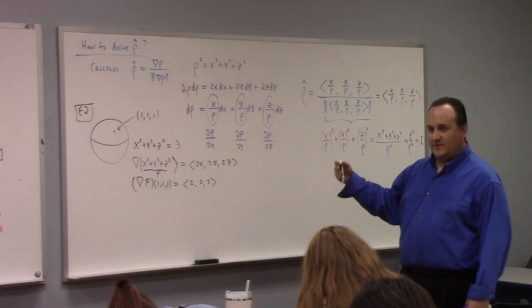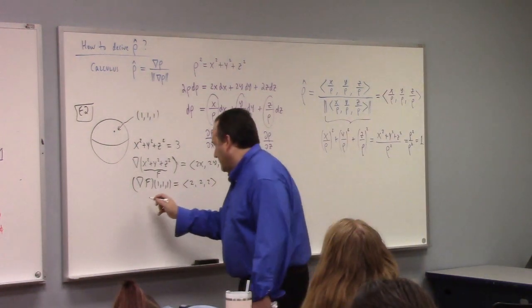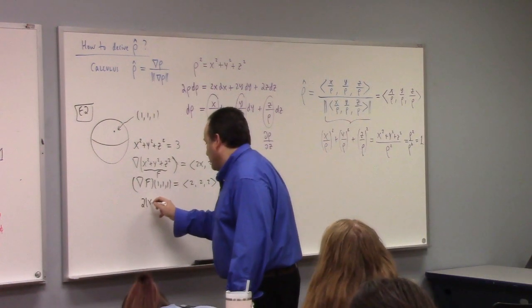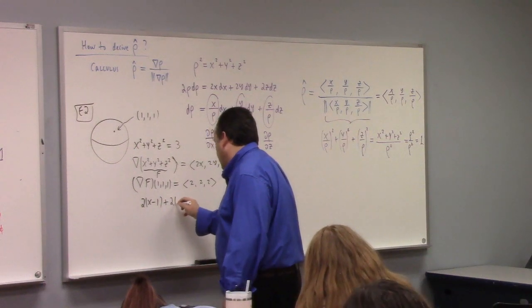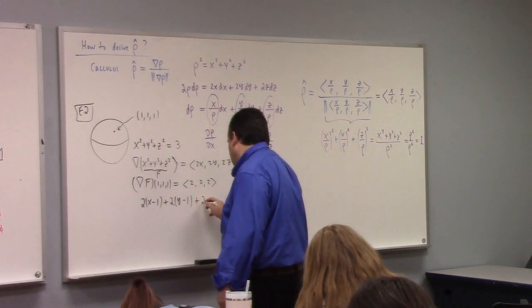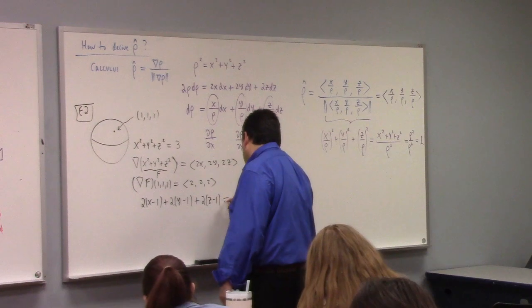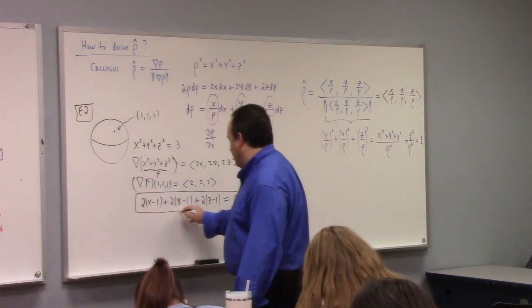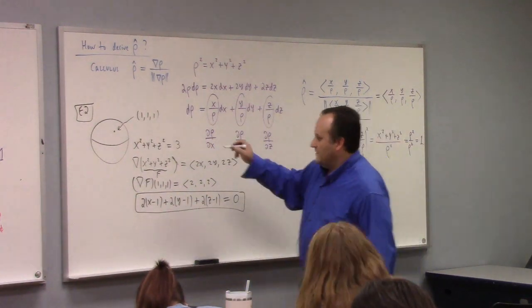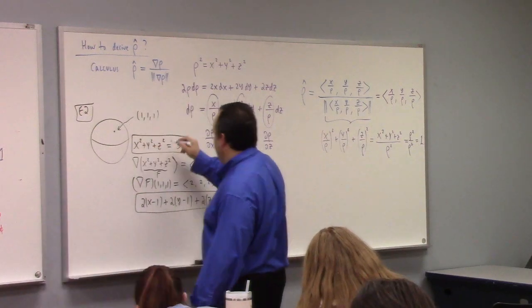There's the normal vector. What's the equation of the plane? So 2 times (x minus 1) plus 2 times (y minus 1) plus 2 times (z minus 1) equals 0. There you go. That's your equation of the tangent plane. So here was the equation of the sphere.